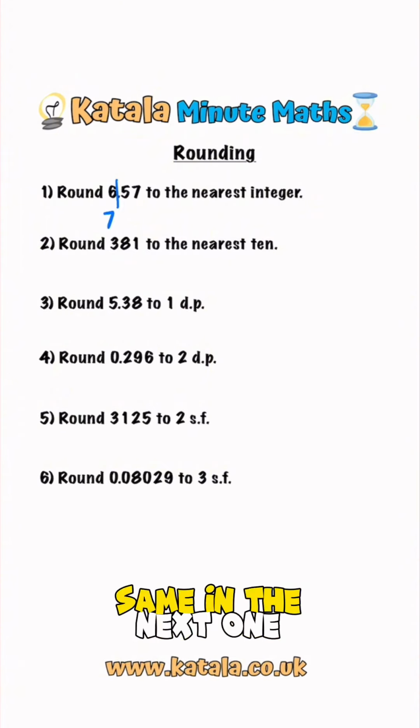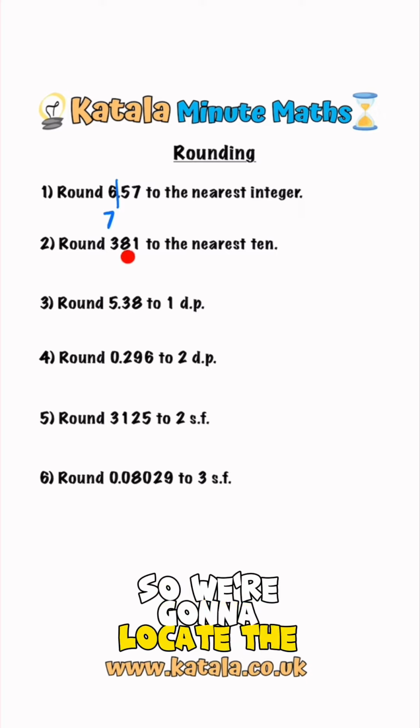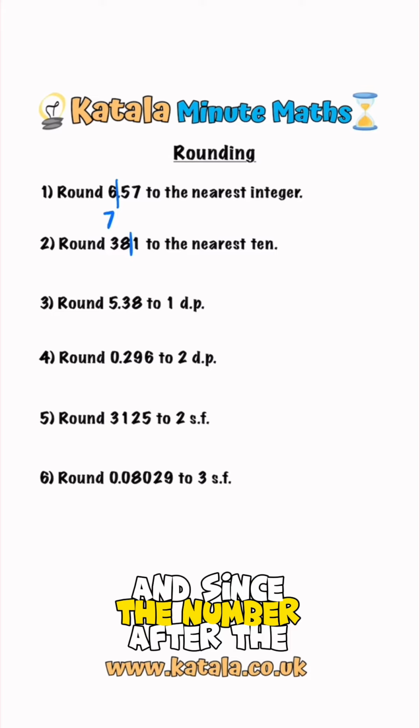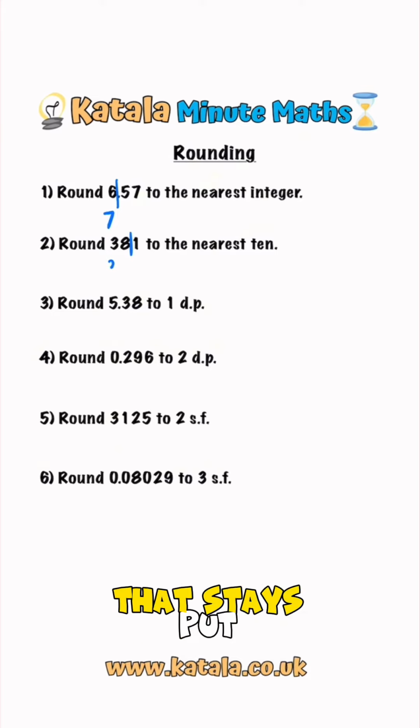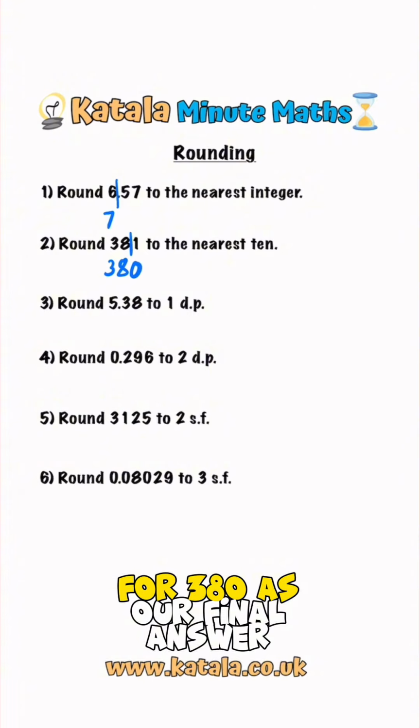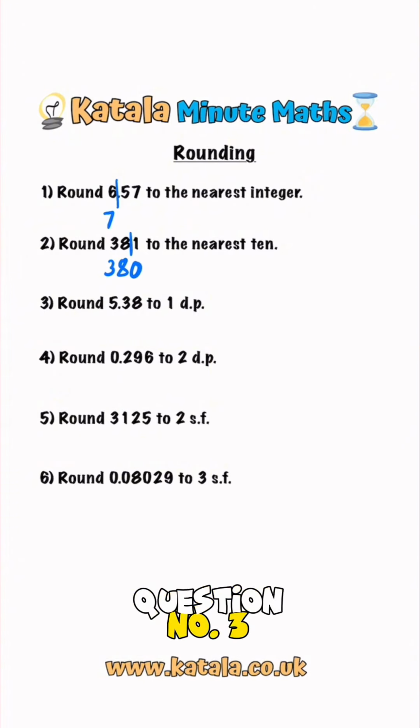Same in the next one, we're rounding to the nearest 10, so we're going to locate the tens column, which is the 8 there. We chop off everything after that, and since the number after the chop-off point is below 5, that stays put, so it's going to be 38, and then we shove a 0 there for 380 as our final answer.